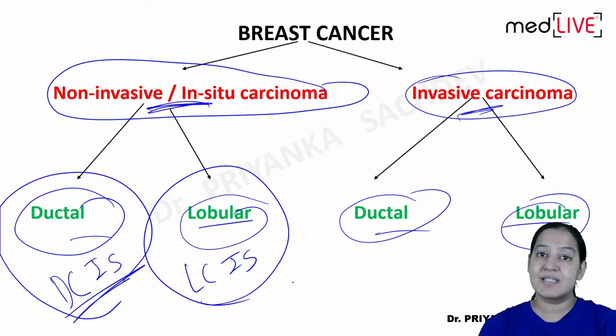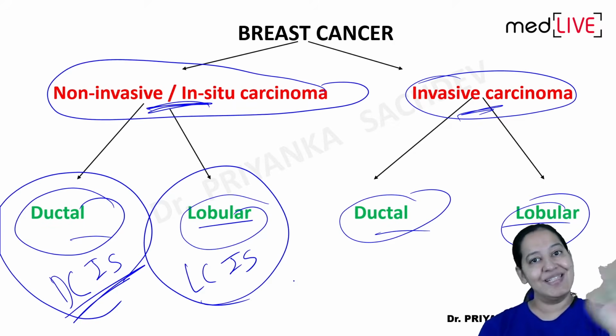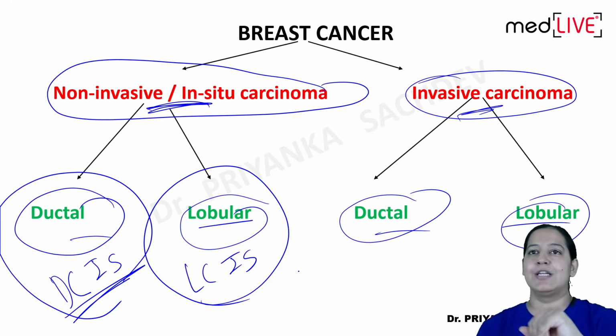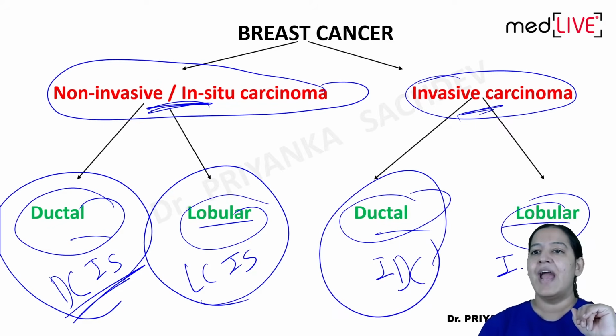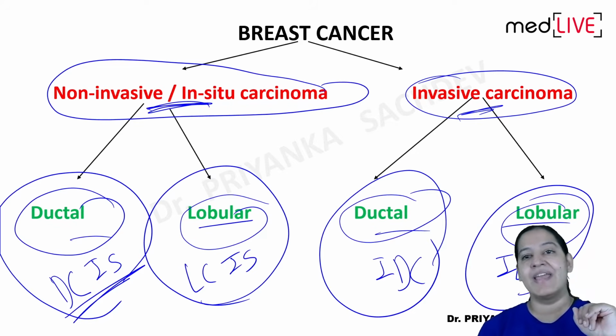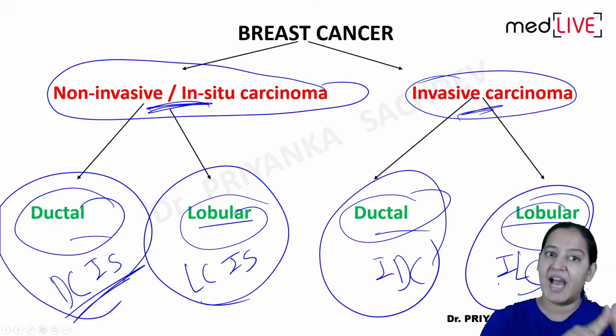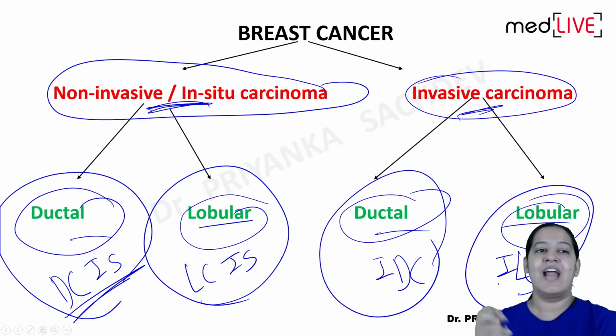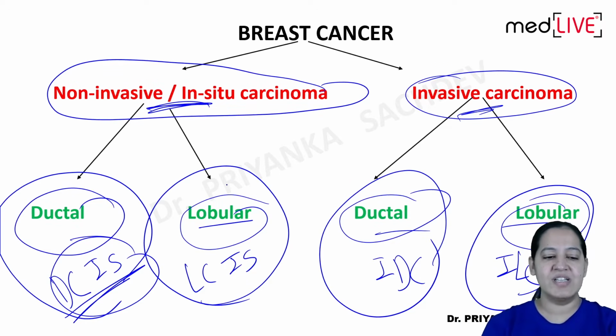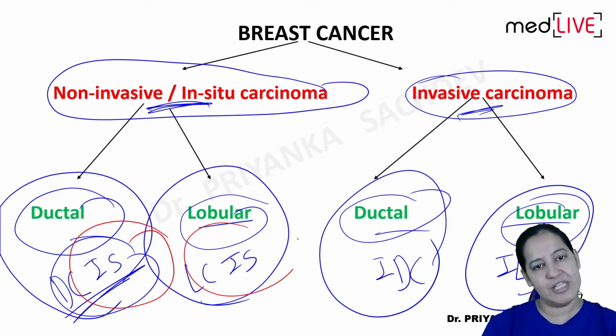So DCIS is ductal carcinoma in situ. LCIS is lobular carcinoma in situ, and these are invasive carcinomas. Invasive ductal carcinoma, IDC, and invasive lobular carcinoma, ILC. So the four tumors are DCIS, LCIS, IDC, ILC. I will teach you one by one. Let me talk about DCIS first. Then I will teach you LCIS.